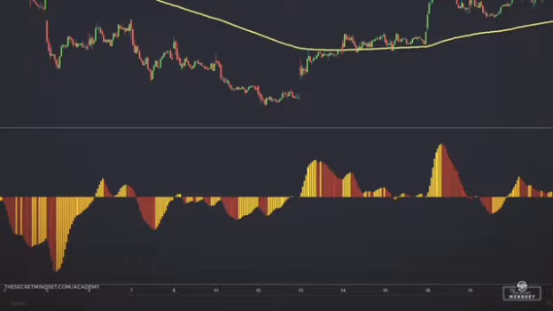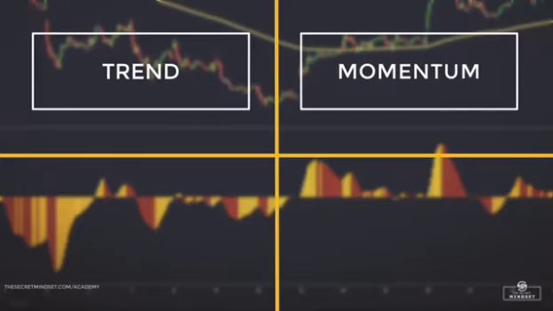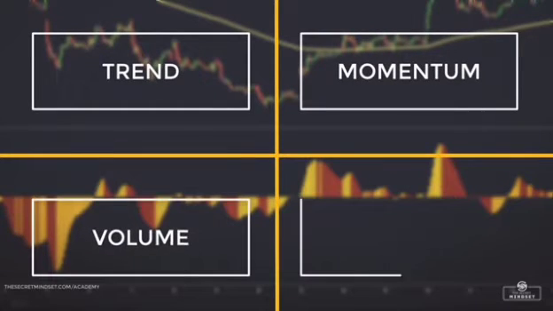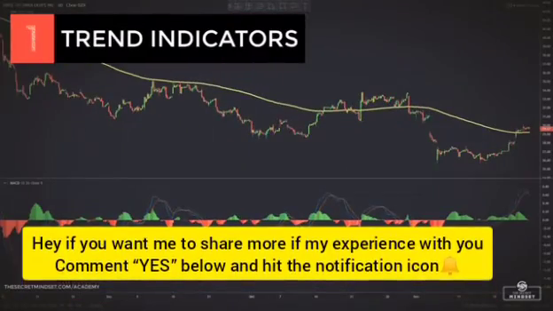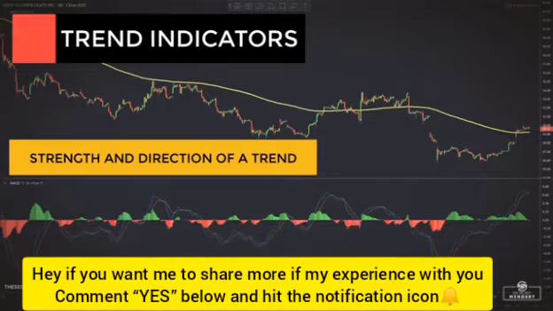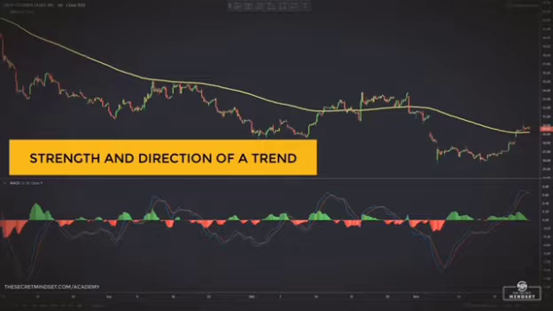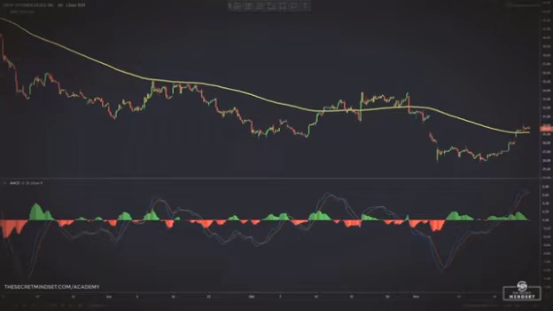When it comes to indicators, we can divide them into 4 classes: trend following indicators, momentum indicators, volume indicators, and volatility indicators. Trend indicators are designed to measure the strength and direction of a trend. If a market is in a strong uptrend, a trend indicator gives you a buy signal, and if the market is in a strong downtrend, trend indicators give you a sell signal.